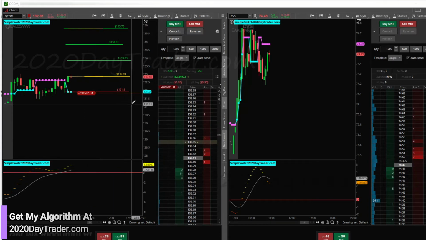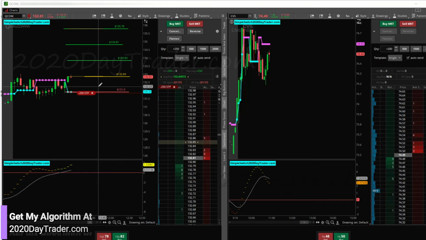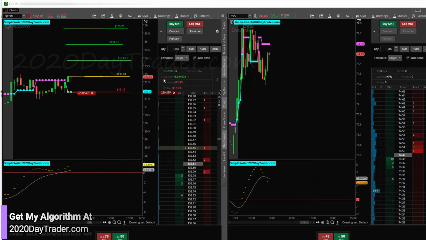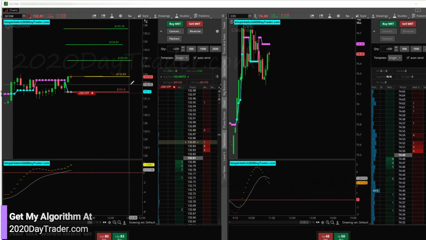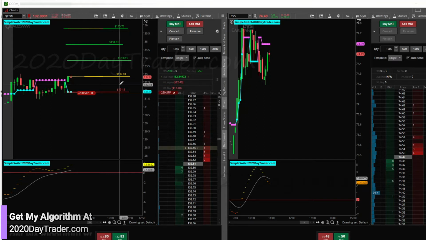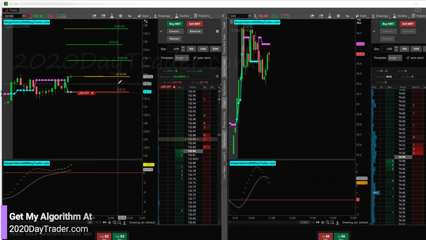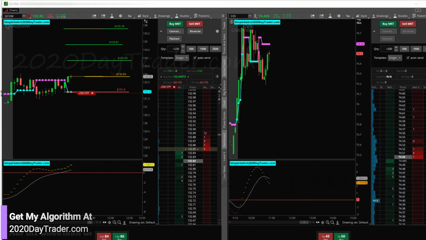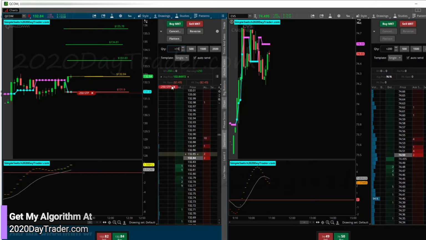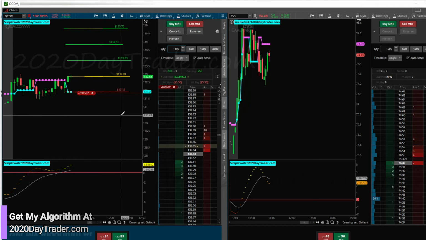So one thing I can do here, once we get into profit, is look to take half off, or at least protect half of this, so that I'm not going to lose more than my trading plan allows me to lose. So once we get into profit, we'll be looking to reduce this down by 150 shares. And then we'll reduce the other 100 at the stop.